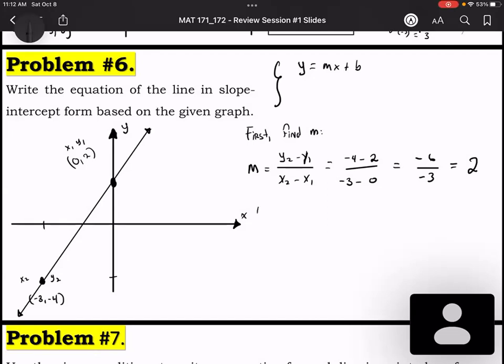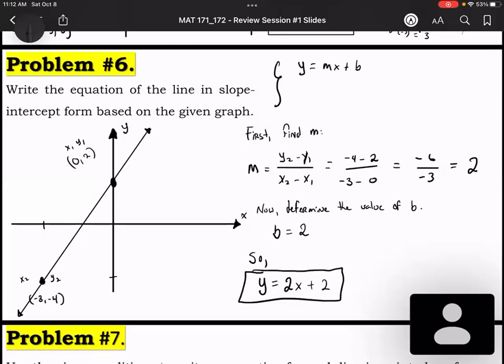Okay, now determine the value of b. Well, remember, b stands for your y-intercept. Was the y-intercept given to us here? Yes, it was. I said at the beginning that in these type of problems, you want to look for if the y-intercept is given. If it is, we can use it. The value of b here is going to be what? 2. Well, I know the value of m and I know the value of b. Just substitute into your formula. So the equation of the line, y equals mx plus b, is now going to be y equals 2x plus 2. And ta-da, I'm finished.